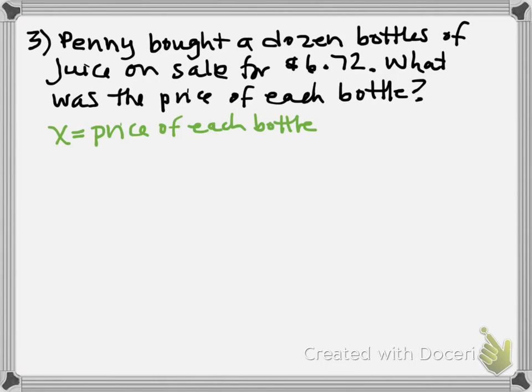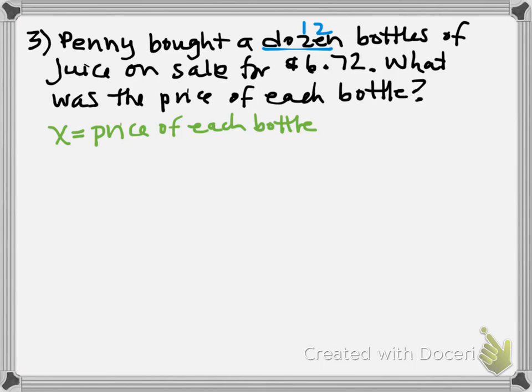So they assume we understand a word here. The word dozen. And what does dozen mean? 12. Okay? So we have 12 bottles of juice on sale for $6.72.